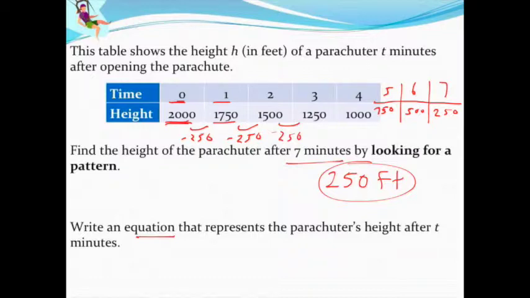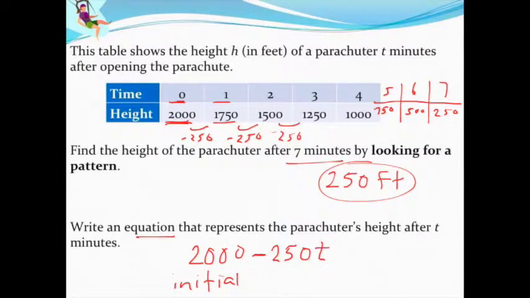First of all, I'm going to start with her initial height. I know when she jumps out of the plane, she's 2,000 feet in the air. That's my initial height. It's where I'm starting from. And then after that, her height's changing. We found that in the pattern, and it's changing in the sense that she's losing. So I'm going to subtract 250 feet per minute, and that's what's changing.